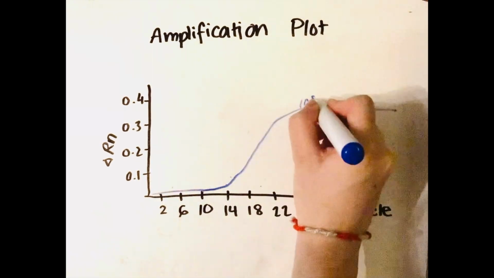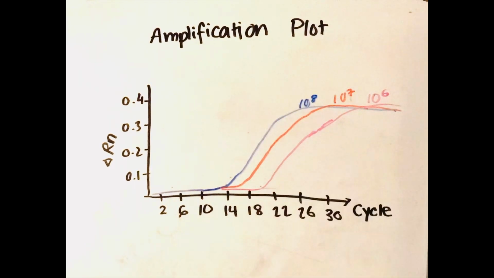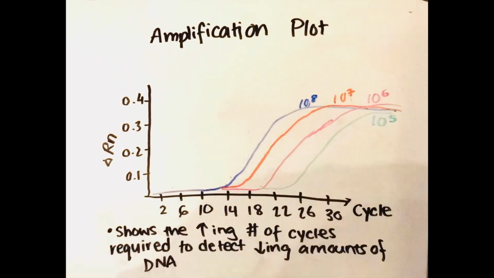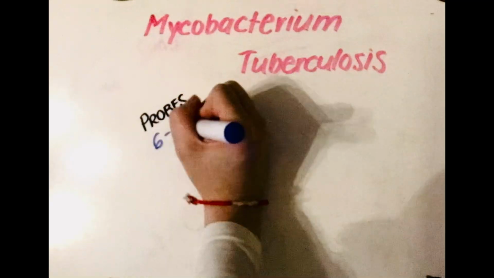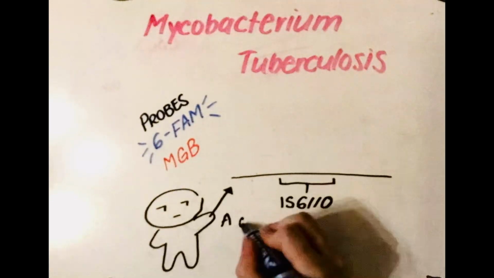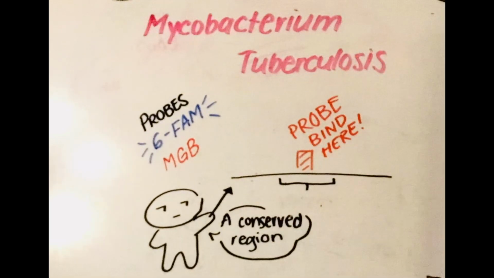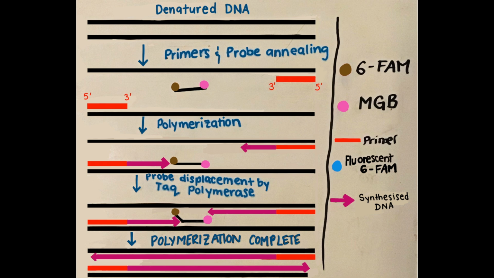Now, results are typically displayed as amplification plots, resulting from a series of fluorescence measurements taken at defined time points during the amplification process. Now let's apply this to the detection of Mycobacterium tuberculosis. The primers and probes are selected for the gene sequence encoding the 141 base pair region, also known as the IS6110, a conserved region. Now, this sequence is unique to Mycobacterium tuberculosis complex, differentiating it from other bacteria.